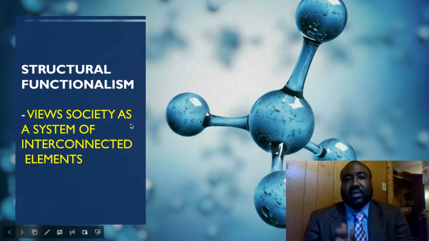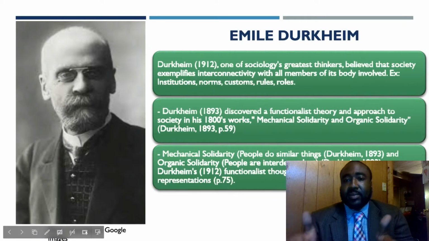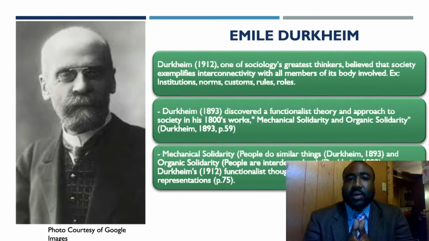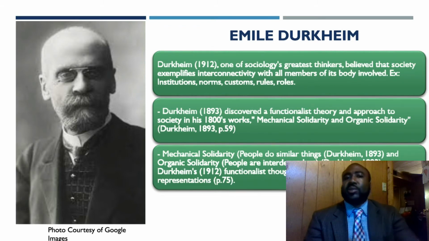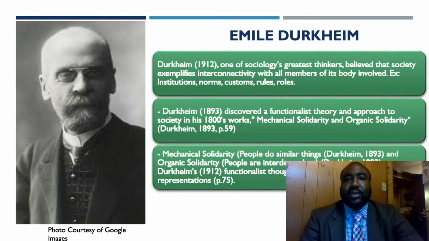The first theorist that talked about functionality, whom we went over in the social theory course this term, was Emile Durkheim. Durkheim, in his theory of mechanical and organic solidarity, expressed that interconnectedness deals with all the members of society's body, which includes all of the institutions, the norms, the beliefs, and the values that keep a society functional and stable.